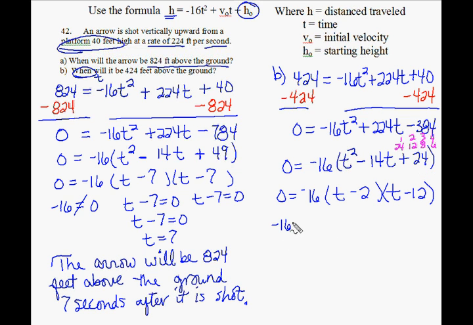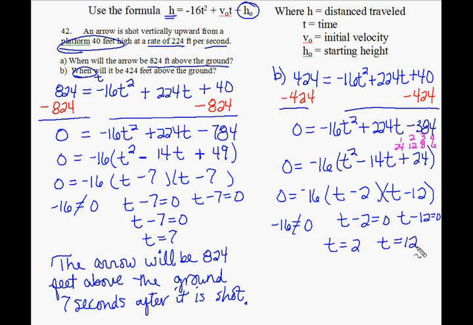Setting each factor equal to 0, that's using the zero product property. Negative 16 equals 0, not true. We know that's never going to happen. Or t minus 2 equals 0, or t minus 12 equals 0. Solving this, we get t equals 2 and t equals 12.